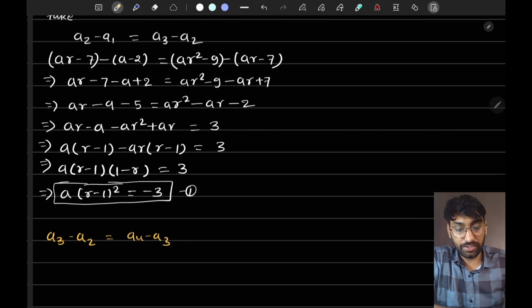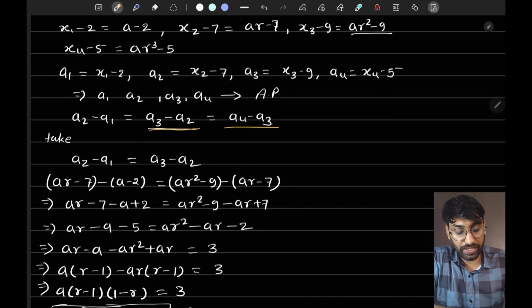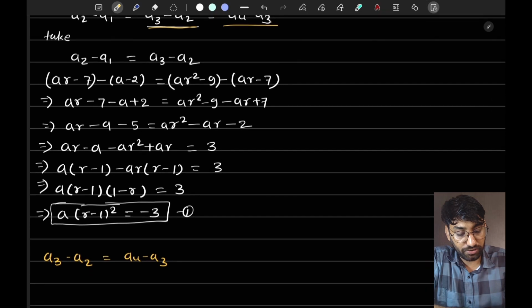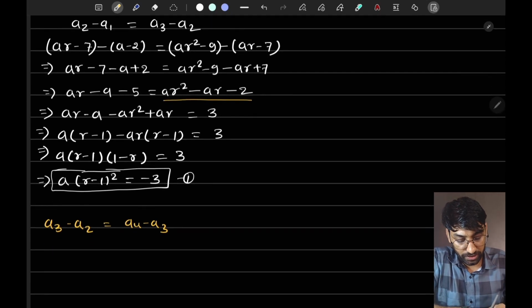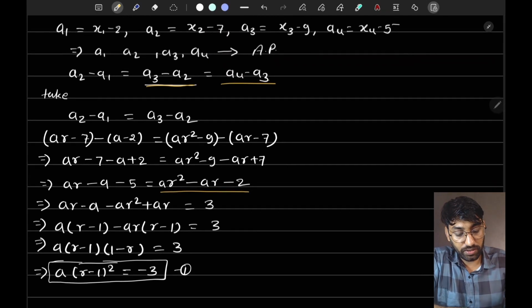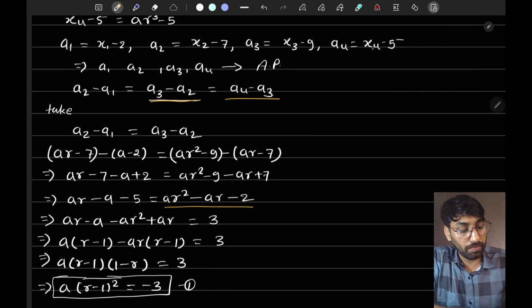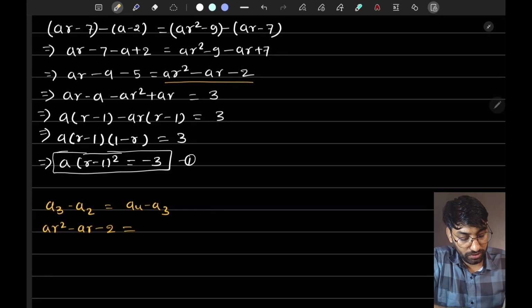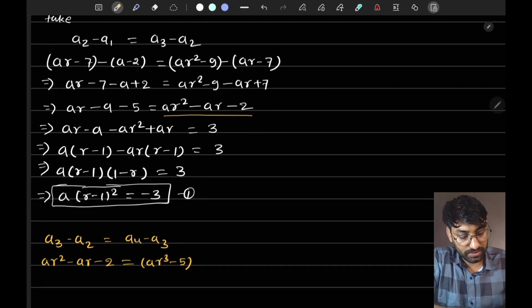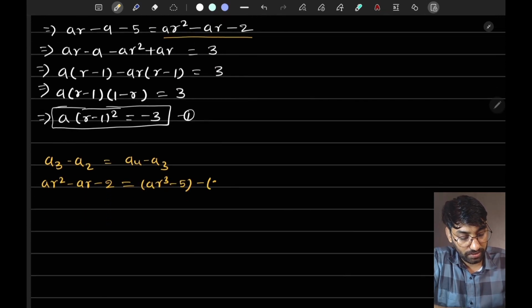So for that, what do I need to do? What is the value of A3 minus A2? If you closely observe, this value I have calculated over here. So A3 minus A2 will become AR square minus AR minus 2, equal to A4 minus A3. For A4 minus A3, the A4 value is nothing but AR cube minus 5, and the A3 value is nothing but AR square minus 9. So minus of AR square minus 9.